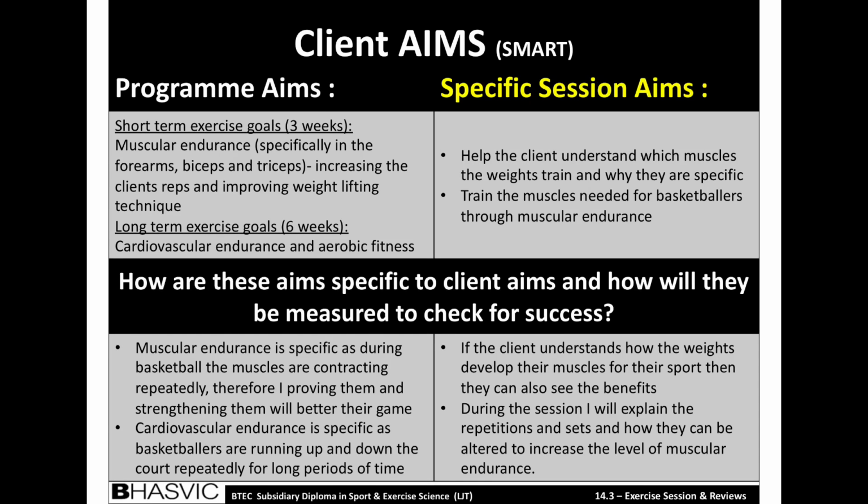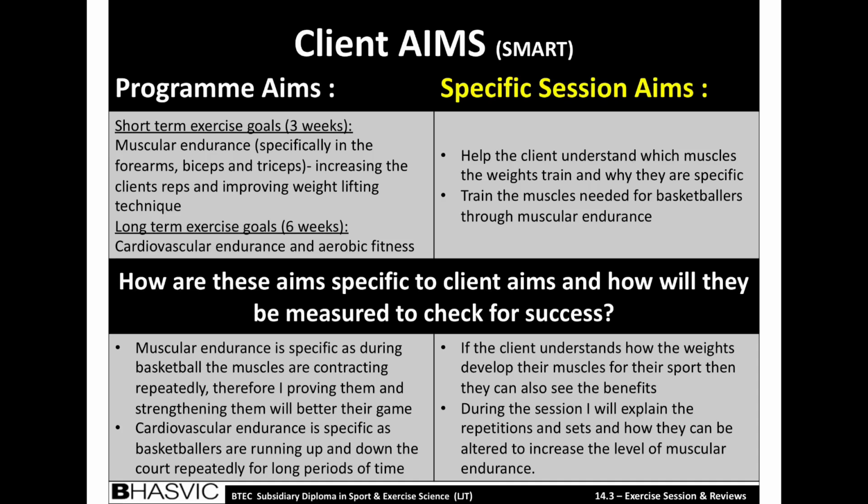Once I've told the client about the specific muscles, he can use this information to develop them himself. Another session-specific aim is to teach the client about muscular endurance and why it's so specific to a basketballer. It's important because lots of muscles are repeatedly contracted when playing, so to strengthen them means that he can play for longer without fatigue.